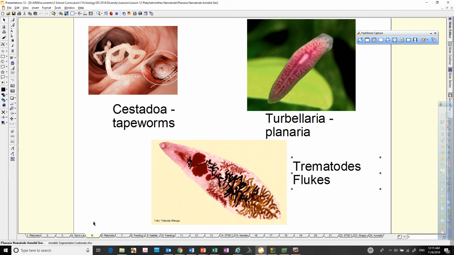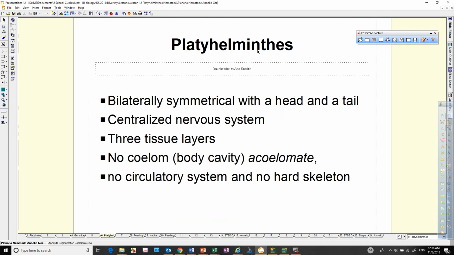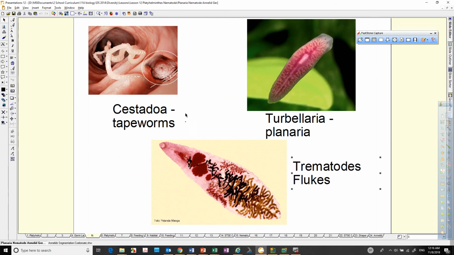We've done sponges, we've done cnidarians, and now we're doing Platyhelminthes. So your Platyhelminthes, there's the word there, they are represented by 3 classes.